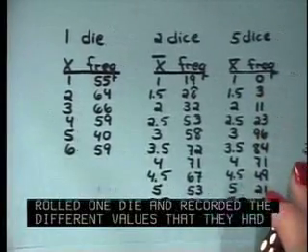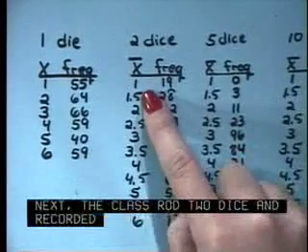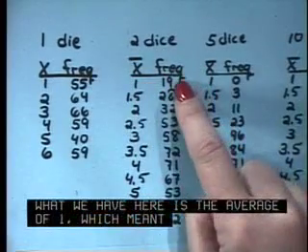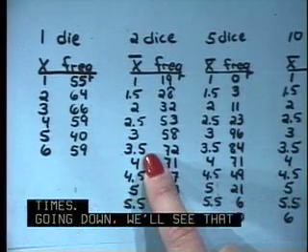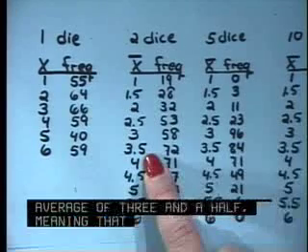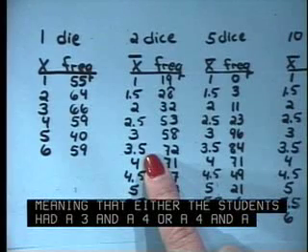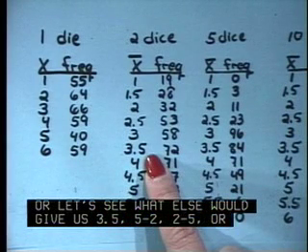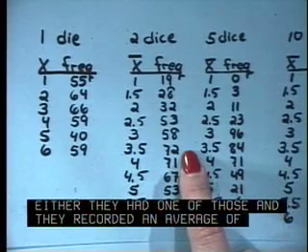Next, the class rolled 2 dice and recorded the average. So what we have here is the average of 1, which meant that 2 ones were recorded, happened 19 times. Going down, we'll see the average of 3.5, meaning that either the students had a 3 and a 4, or a 4 and a 3, or let's see what else would give us 3.5. 5, 2, 2, 5, or 6, 1, 1, 6. Either they had one of those, and they recorded an average of 3.5, and that happened 72 times.